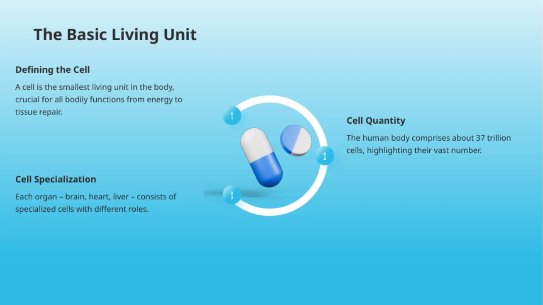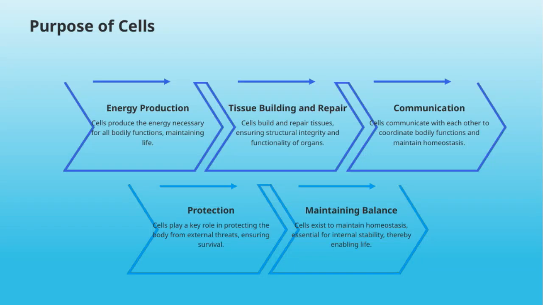So, in summary, cells are the basic living units that make up every part of us. Their specialization allows our organs to perform their unique roles effectively, and understanding this helps us appreciate the incredible complexity of the human body. Let's explore the purpose of cells and why they are so fundamental to life.